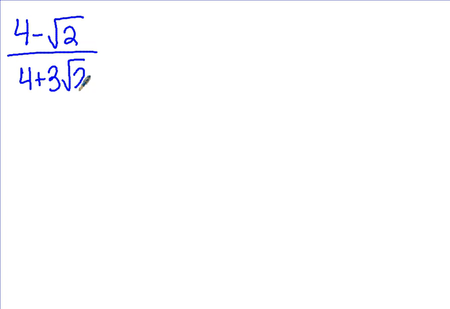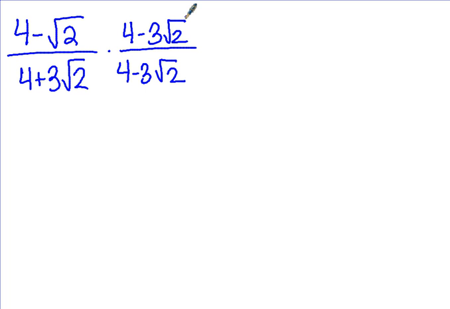We have 4 minus root 2 over 4 plus 3 root 2. Again, we have a square root in the denominator, so we need to go ahead and multiply through by the conjugate pair. The conjugate pair of 4 plus 3 root 2 is 4 minus 3 root 2. So we're going to use that in both the numerator and the denominator. Again, having to use the distributive property to multiply through. Let's work the numerator through first.